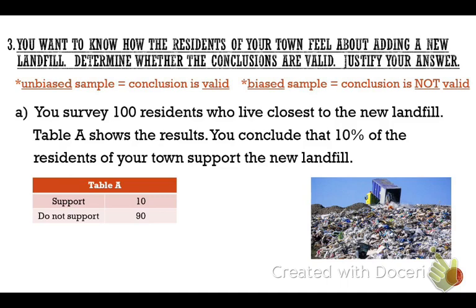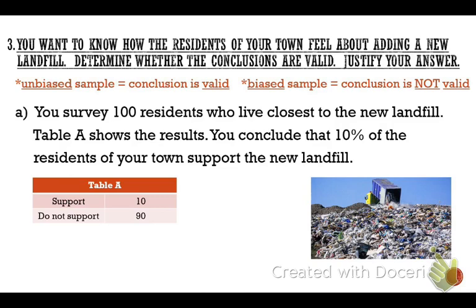Now let's talk about problem A. You survey 100 residents who live closest to the landfill. Table A here shows the results. How many people out of those 100 support this new landfill? 10 of them, okay, which is 10%. How many people don't support it? 90, or 90%. So from this conclusion, you conclude that 10% of the residents of your town support the new landfill.